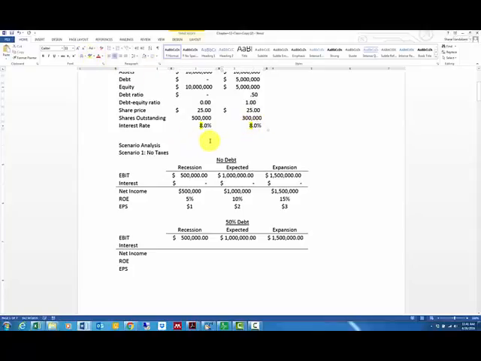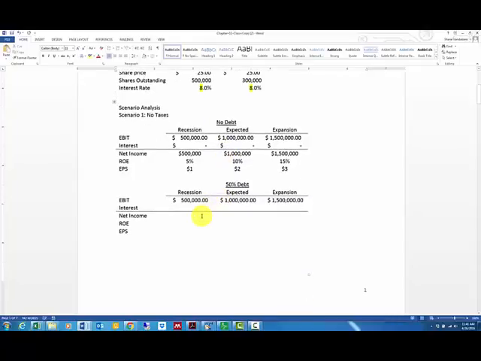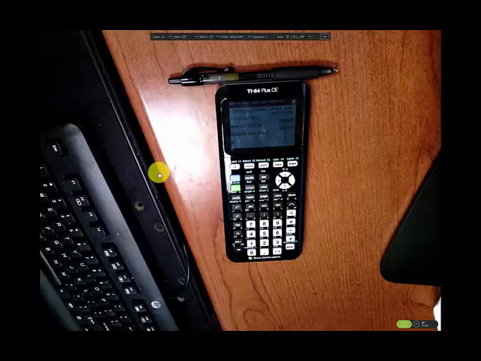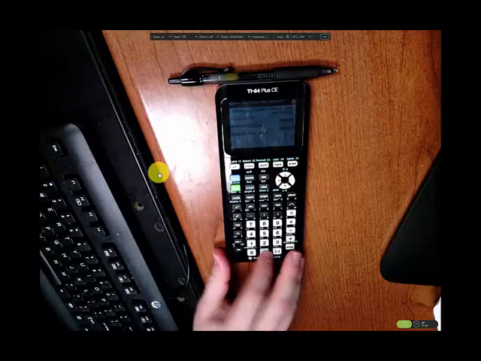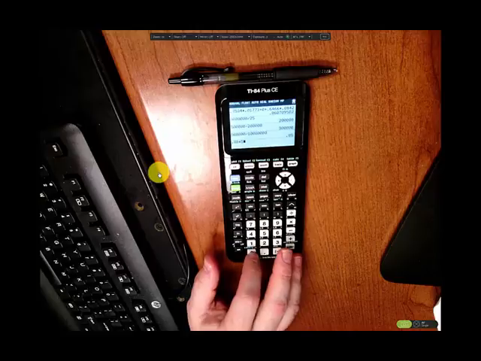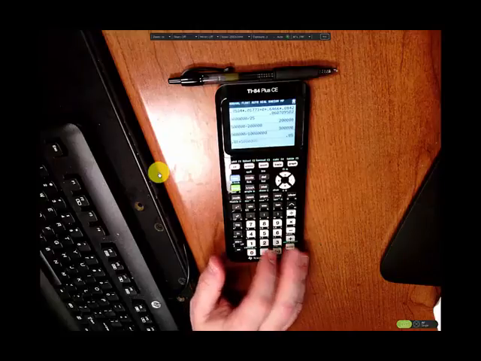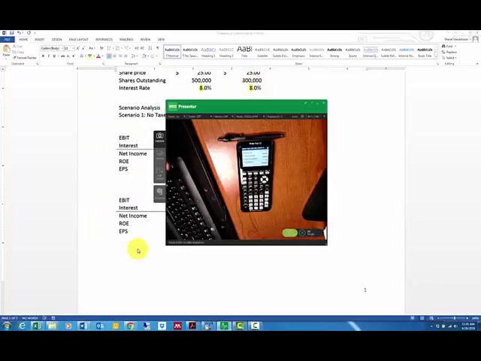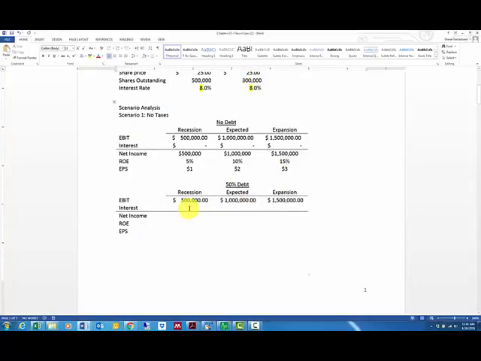Our interest expense is going to be 8% of $5 million. So that is equal to 400,000. So I take 0.08 times $5 million, and that gives me 400,000. So my interest expense here is 400,000.